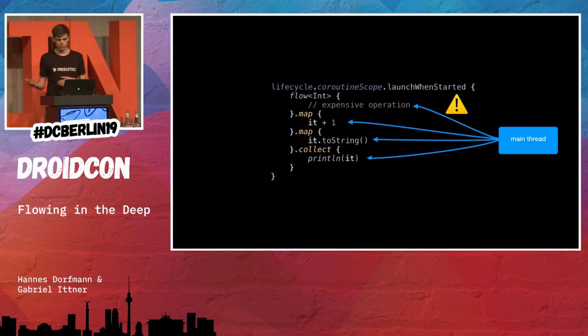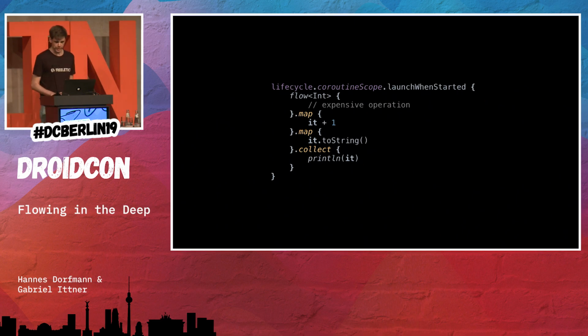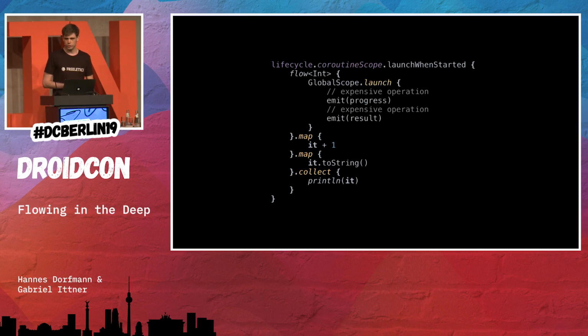So how do we get off the main thread here? One example would be to just use a different scope that has a different context, so it runs on another thread. So for example, global scope always has a different context, and we could emit there. And we get off the main thread and observe it there, in theory. Another way would be with context. It's a coroutine method that just lets you switch the context you're currently in.